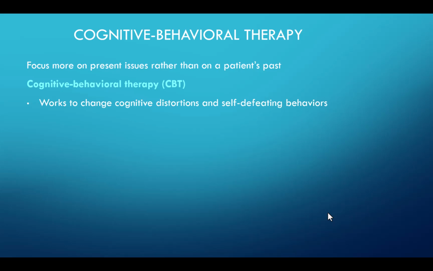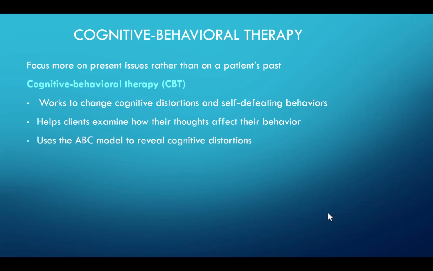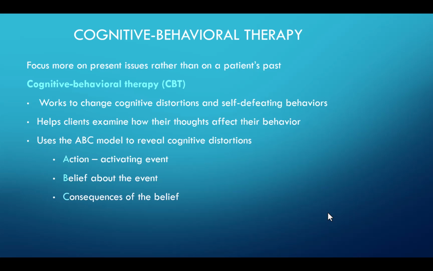The goal is to help clients examine how their thoughts affect their behavior. It's a combination of cognitive therapy and behavior therapy. It uses the ABC model to reveal cognitive distortions. The A, or the action, is the activating event. The B is the belief about the event. And the C is the consequences of the belief.